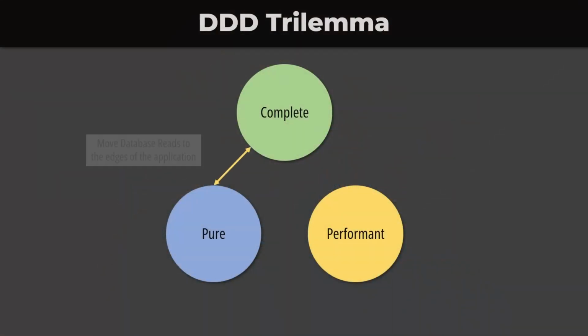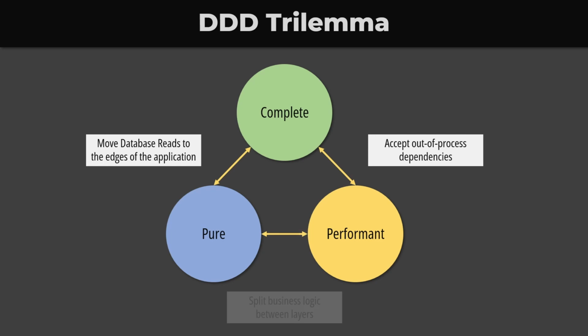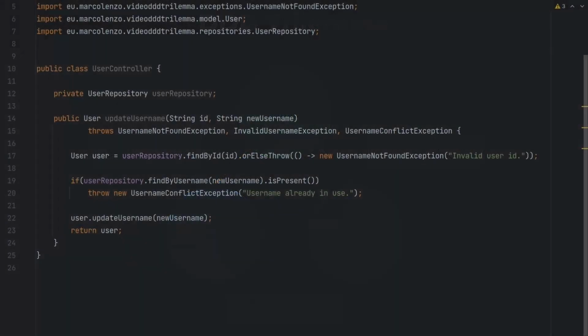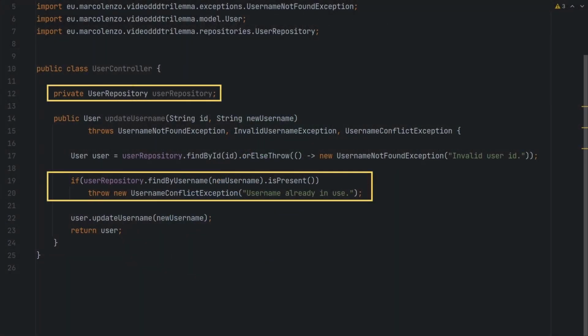Vladimir's trilemma states that we can have only two attributes in our system between completeness, purity, and performance. If we want to achieve purity and completeness, we need to move all our database reads to the edges of our application. In our case, that would be the controller layer.